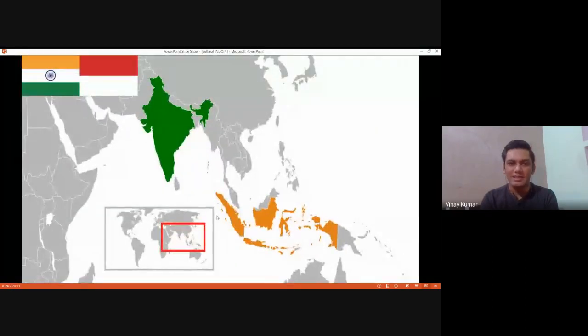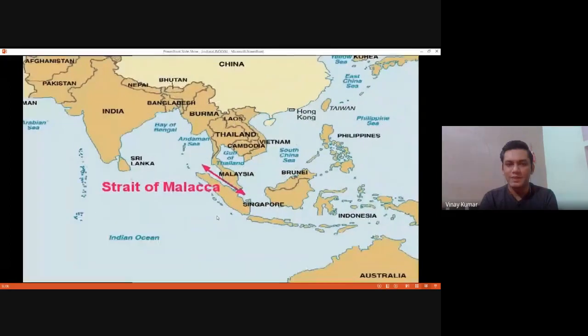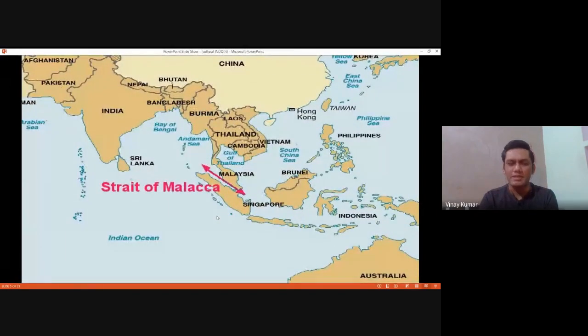Also, you can see on the world map that here are India and Indonesia. To see it better, we can have this map where you can see Indonesia on the right side, one of the very beautiful countries of islands, and there is India.